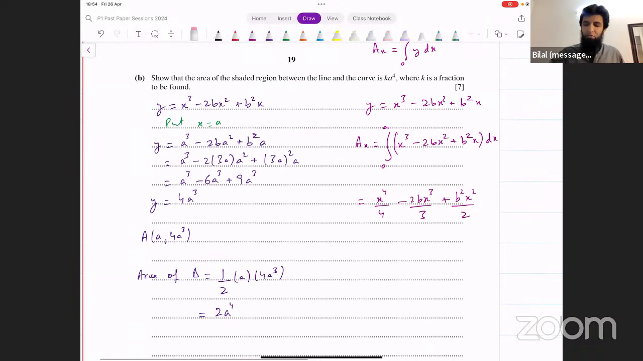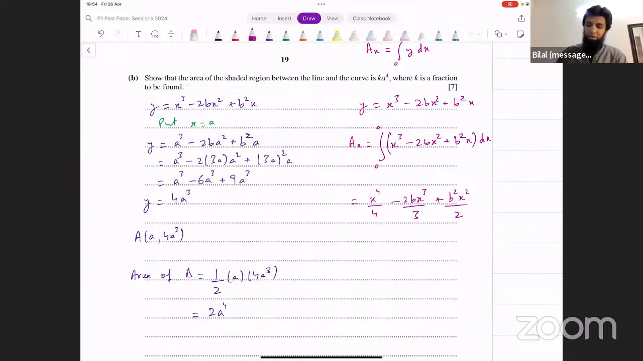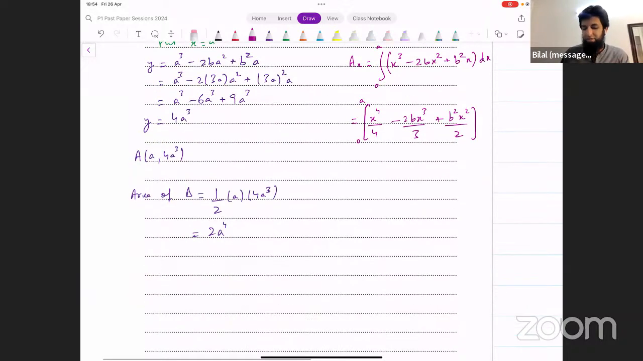Right? This is what we get for this integral. Now, once we found this integral, we can input the limits from 0 to a and see what that gives us. Let's input these limits now. Let's input x equals a first of all.